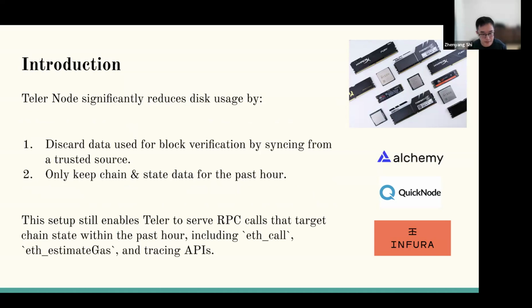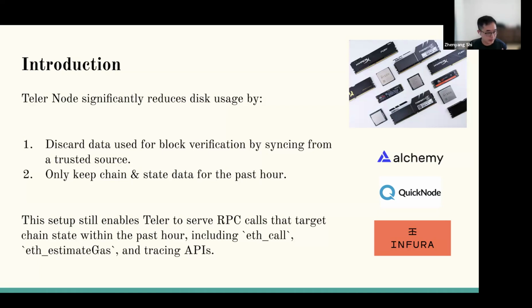So a Teler node significantly reduces disk usage by, first of all, discarding data used for block verification by only syncing from a trusted data source. As you know, the Ethereum protocol is designed to be trustless, so every node needs to keep a state tree in order to verify blocks received from the network. So by syncing from a trusted source, such as, say, Alchemy, we don't need to maintain this data at all.